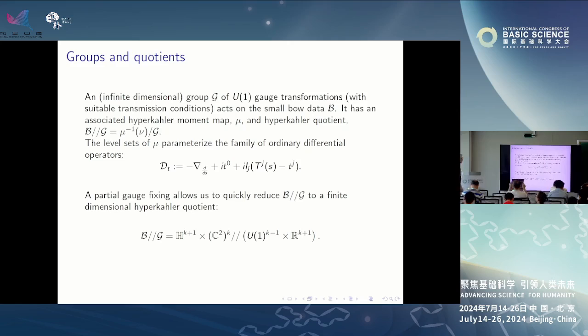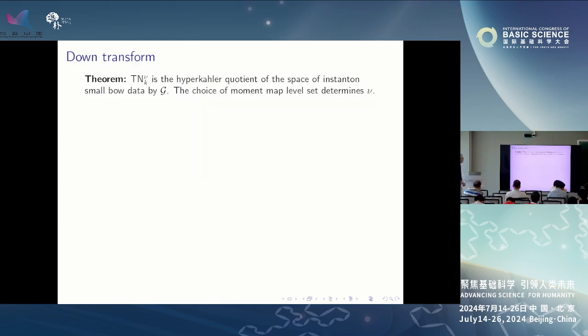If we do a partial gauge fixing, that allows us to quickly reduce this infinite dimensional hyperkähler quotient to a finite dimensional quotient. And we prove the following theorem: the multi-center Taub-NUT is the hyperkähler quotient of the space of the instanton small bow data by G. And I should have said they're at level nu. Yes, I guess I did. The choice of moment map level set determines the nu in the Taub-NUT.